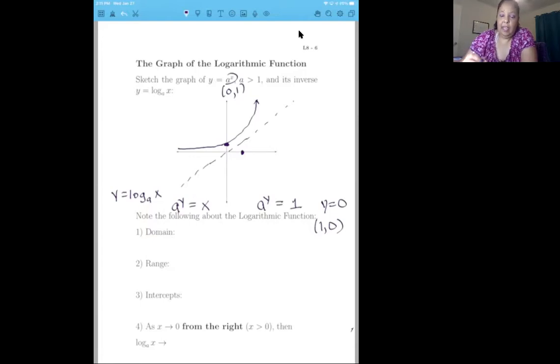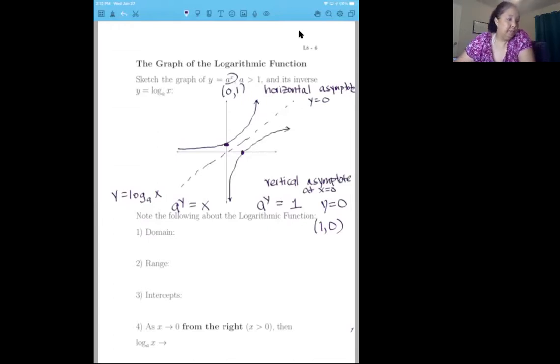And if my exponential function has a horizontal asymptote at y equals 0, then my logarithmic function should have a vertical asymptote at x equals 0. So this graph is going to look like this, because it's a reflection across that line y equals x.